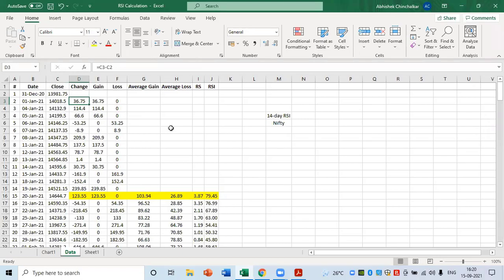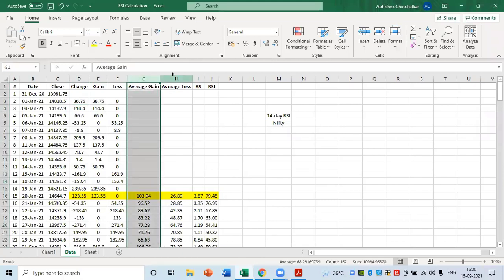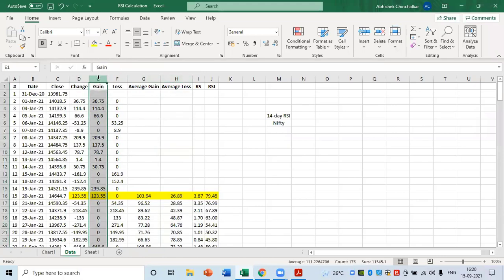Now, once you calculate the change, you need to create two additional columns, one for gain and the other for loss. You need to segregate positive change and negative change for the simple reason that going forward, you need to compute average gains and average losses. So you separate change into gains, with one column for gains and the other column for loss.